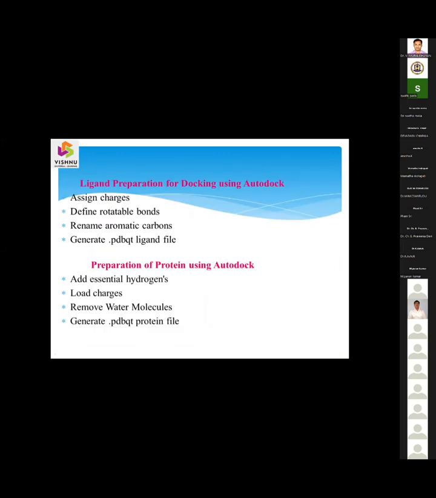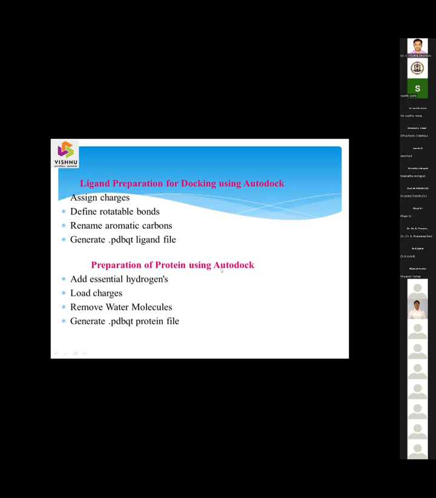So here the first step is ligand preparation for docking using AutoDock. In the ligand preparation, first you have to assign the charges. After assigning the charges, we have to define the rotatable bonds. These rotatable bonds are nothing but how many single bonds are available in the designed ligand. Next, rename the aromatic carbons, that is, how many aromatic carbons are there, we have to rename them. After all this, we have to generate the PDBQT format of the ligand file. So that is the first step, the preparation of the ligand.